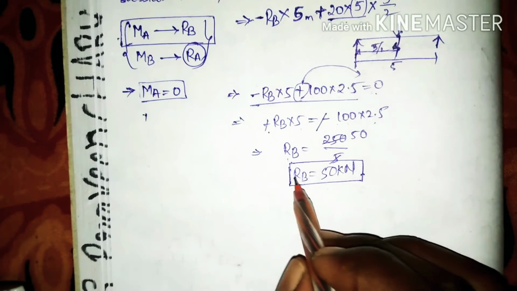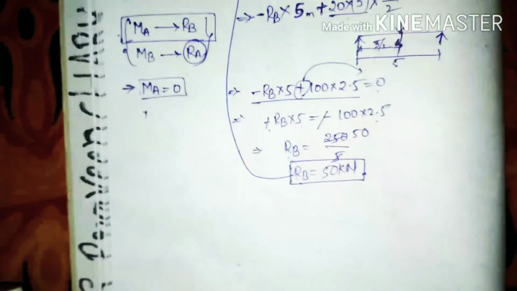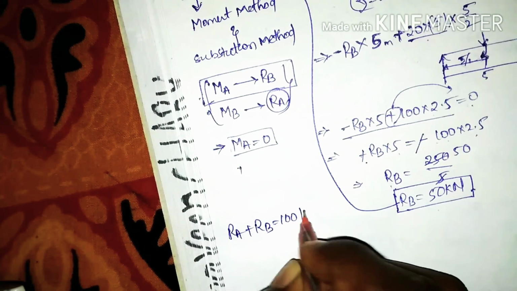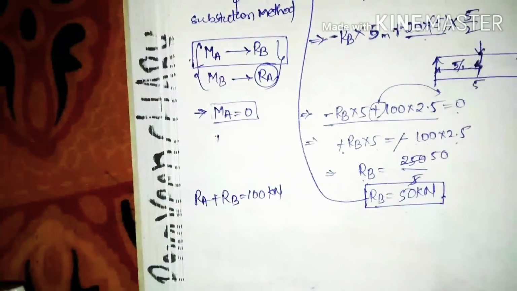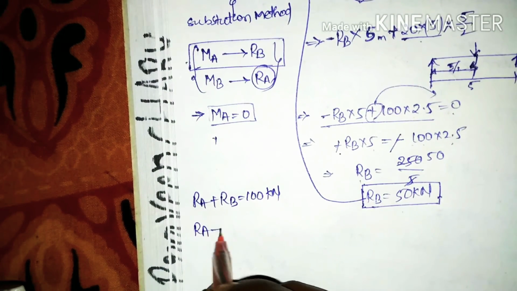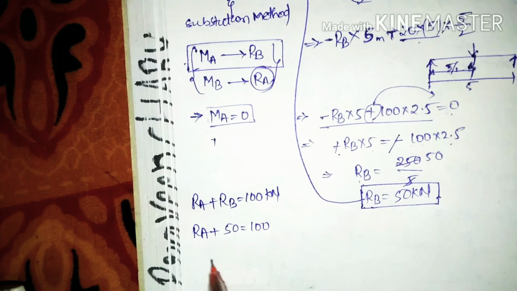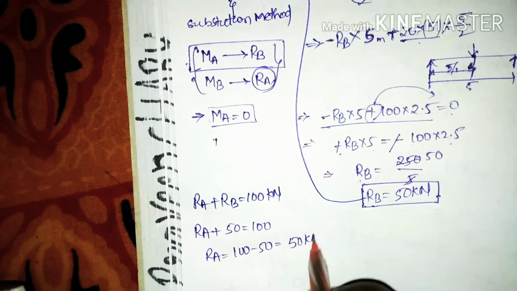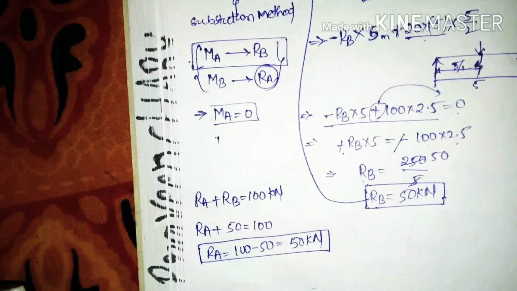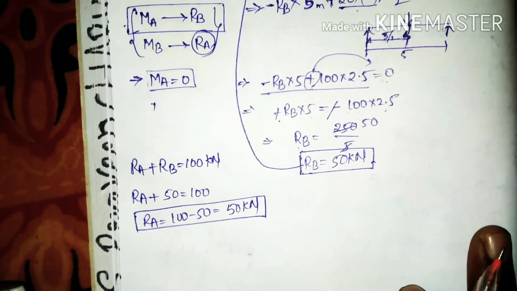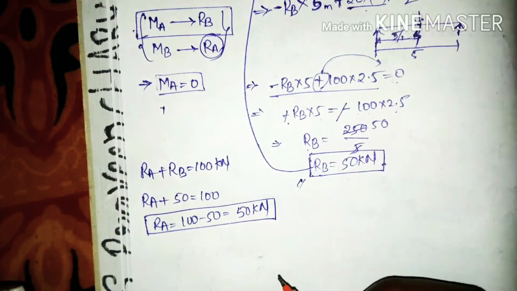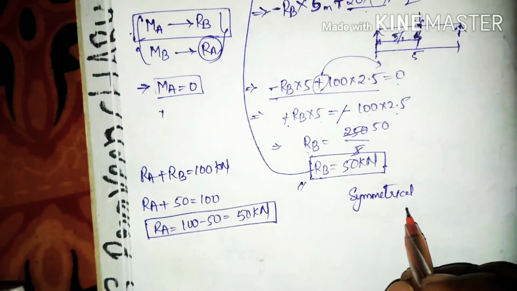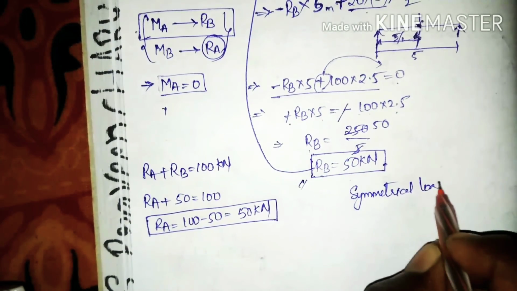Here I am going to substitute the value of RB in equation 1, such that RA plus RB is equal to 100 kilonewtons, and we are having RB here with 50 kilonewtons. RA plus 50 is equal to 100. RA is equal to 100 minus 50, that is going to be 50 kilonewtons. Here the load is acting for the entire span, so it is going to be symmetrical loading. When the two reactions are equal, then the loading is said to be symmetrical loading.